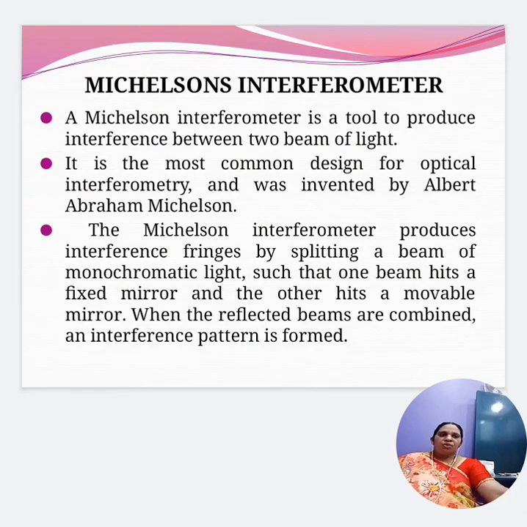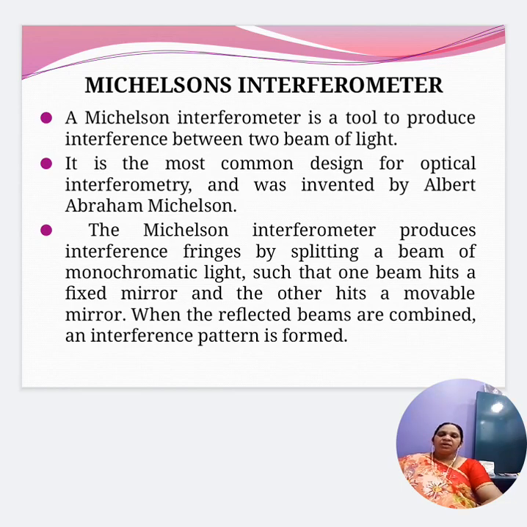A Michelson's interferometer is a tool which is used to produce interference between two beams of light. It is the most common design for optical interferometry and was invented by Albert Abraham Michelson. That's why it was named after the scientist Albert Abraham Michelson as Michelson's interferometer.